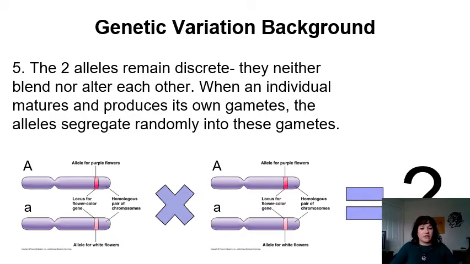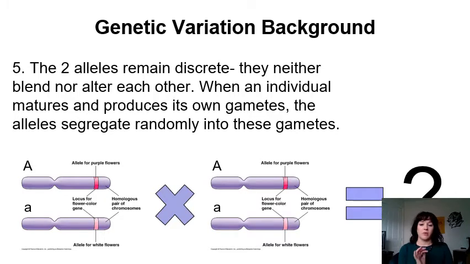Now this point here that I want to make, the two alleles remain distinct. They neither blend nor alter each other. That's what I was talking about on the previous slide when I said that you're not going to have, say, light purple or pinkish flowers. It's either going to be purple or it's going to be white. You're not going to see a mixture.